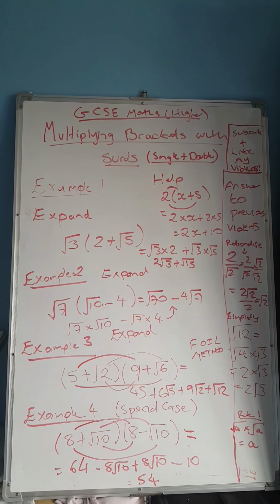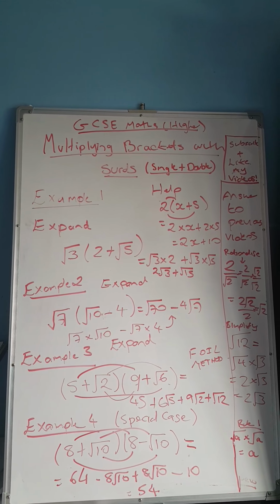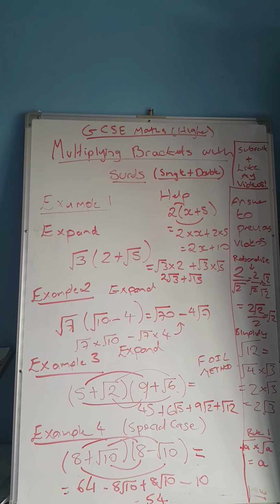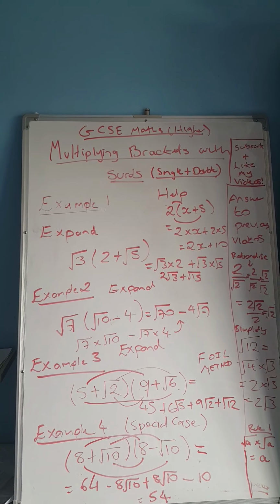Example 2: expand root 7 brackets root 10 minus 4. Root 7 times root 10 will give me root 70. Root 7 times negative 4 will give me minus 4 root 7.